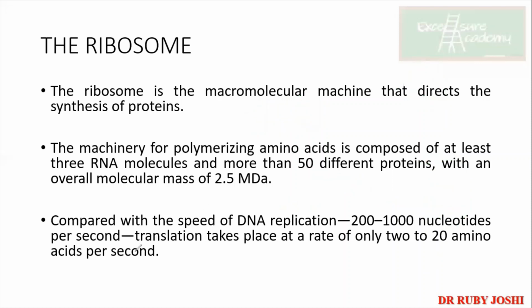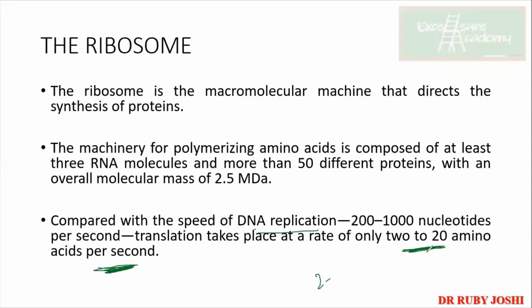Compared to the speed of DNA replication, which adds around 200 to 1000 nucleotides per second, we are talking about amino acids at around 2 to 20 per second. So of course the translation machinery is slower compared to DNA replication, and you can understand why. DNA replication means it has such long, huge chromosomes to be replicated, right? And proteins are few compared to the DNA, and it has to maintain fidelity so that it doesn't incorporate wrong amino acids.